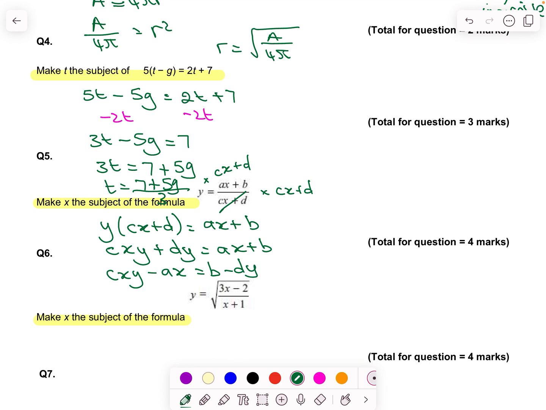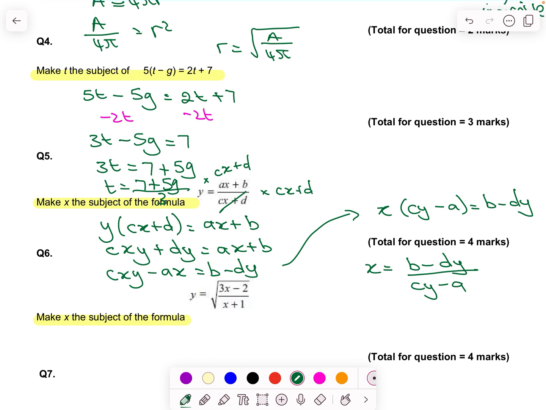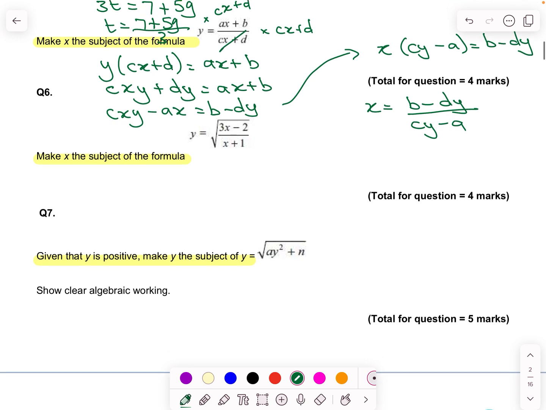Then I'm going to factorise. So I'll do it over here to allow lots of room. So take x out and I get (cy minus a) equals b take away dy. And then I can just divide. So I get x equals (b take away dy) all over (cy minus a). Okay, nice and easy, kind of. All right, let's go on to the next one.